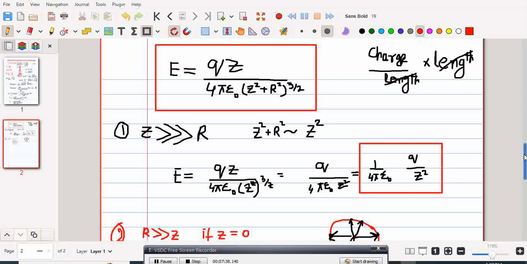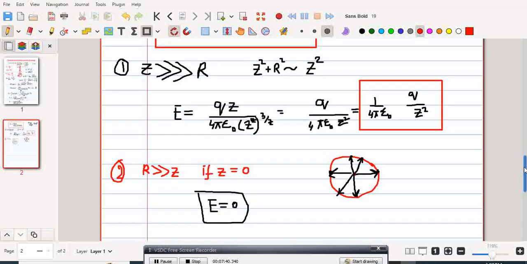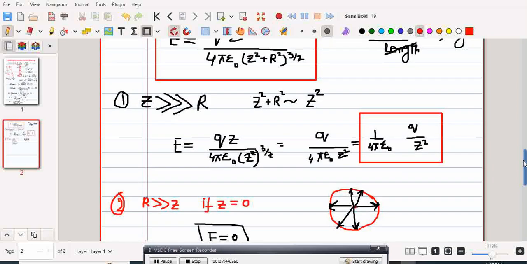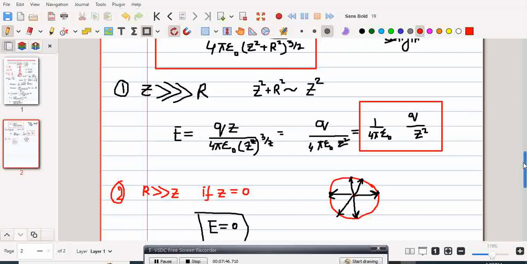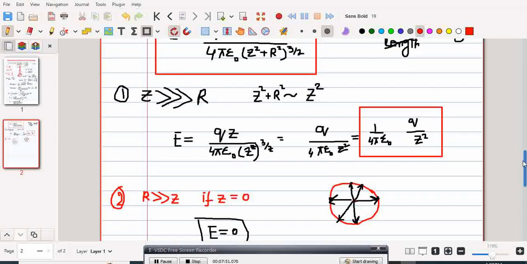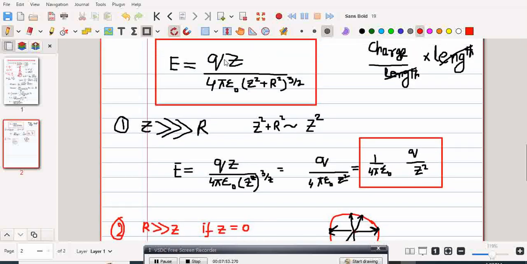Okay. The second assumption is if we want to find the electric field at the center of the ring, then in this case z will become 0 because z is the distance from the center. So if the point is located at the center of the ring, then z will become 0, and putting the value of z as 0 here, q into 0 is 0, so the electric field becomes 0 according to this expression.